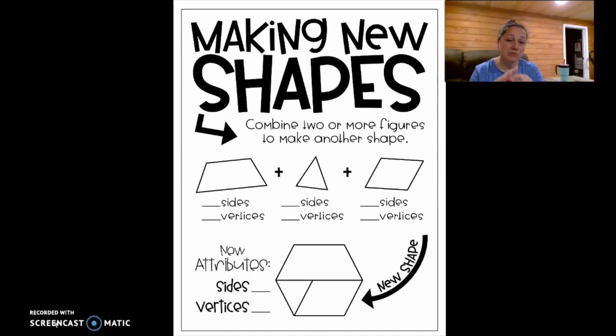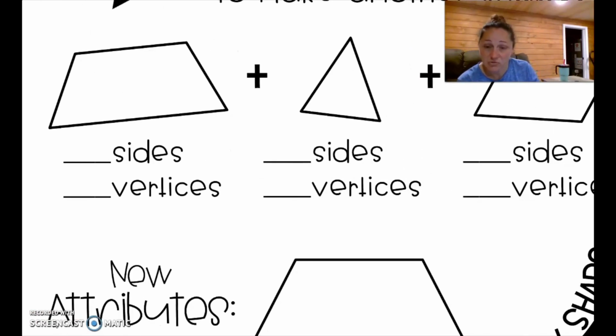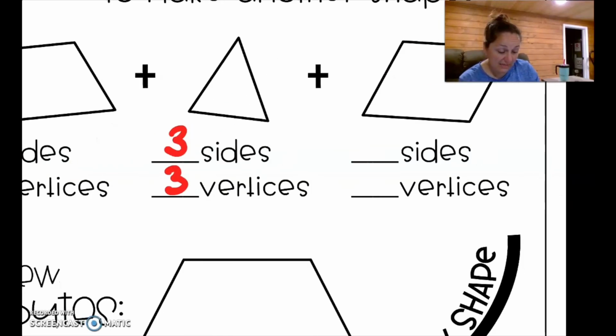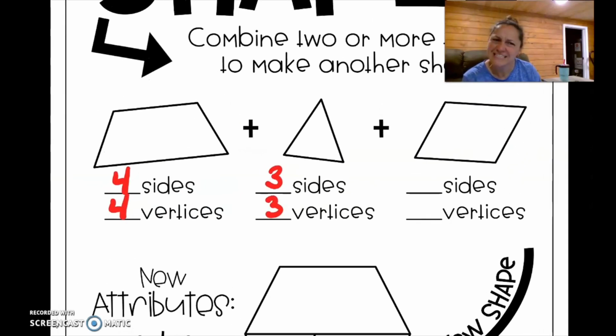See how we're doing this? We put these attributes together. So let's take a look. We look at a trapezoid. As I said, he has 4 sides and 4 vertices. We have a triangle. He has 3 sides and 3 vertices or 3 corners. I look at a parallelogram and my head's in the way. There, now you can see him. And I see 4 sides and 4 vertices.